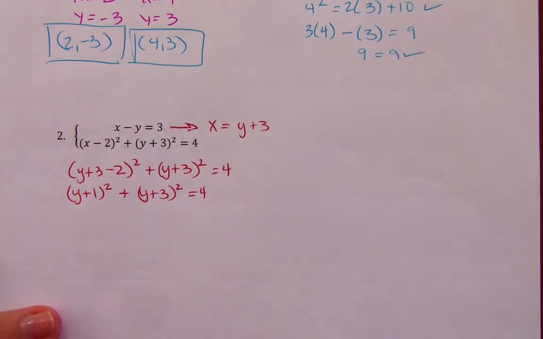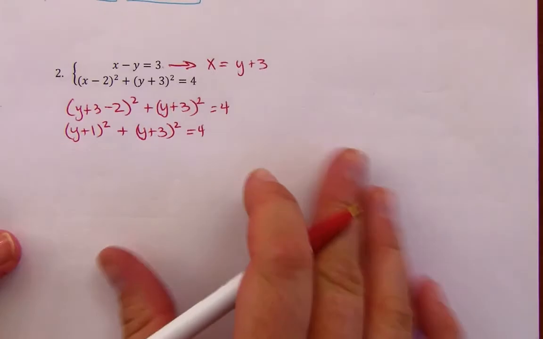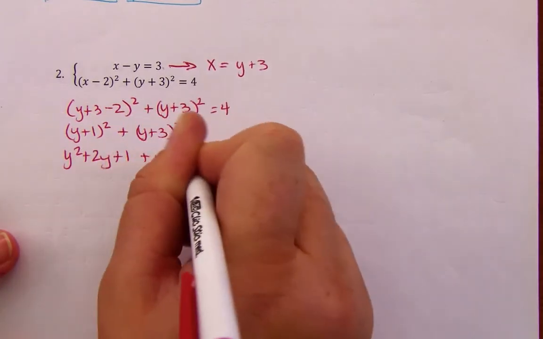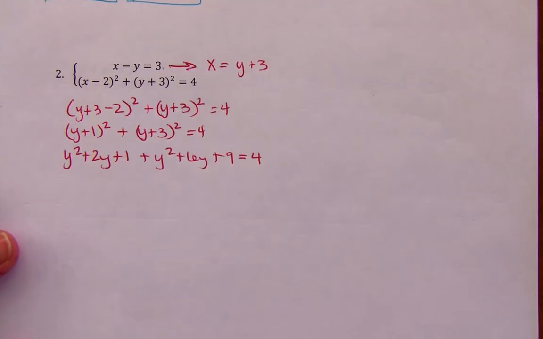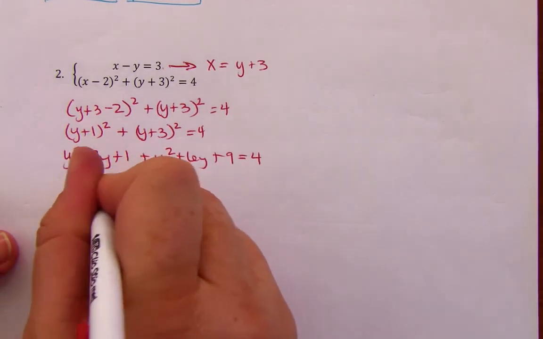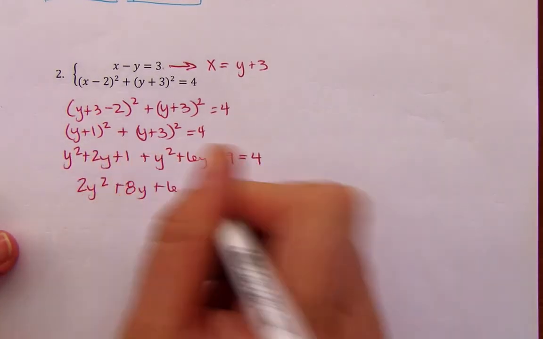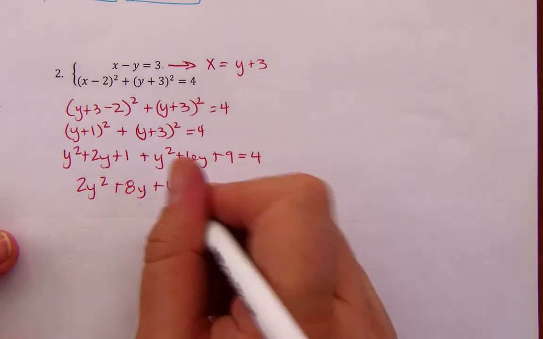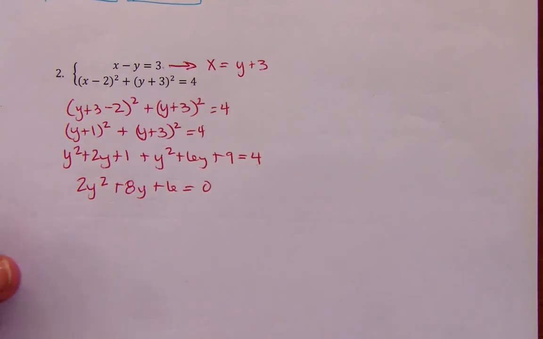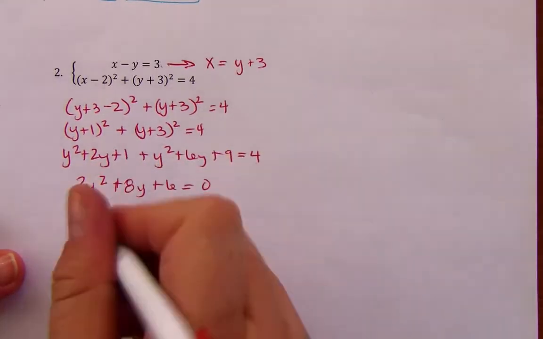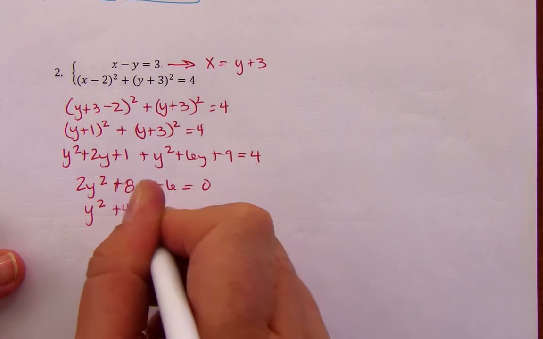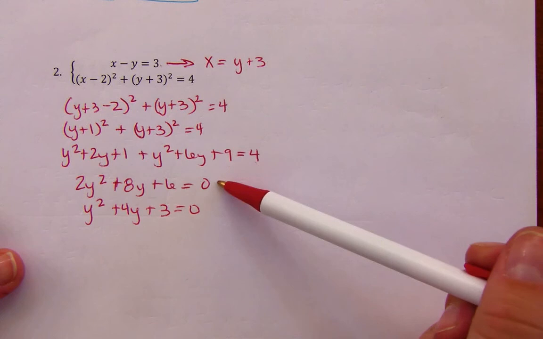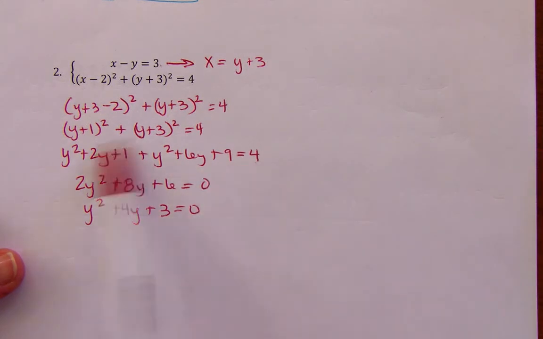And now I can actually multiply those out. So I'm going to multiply these out, and I'll get y squared plus 2y plus 1 plus y squared plus 6y plus 9 equals 4. Combining like terms, I get 2y squared plus 8y plus 6. And if I'm subtracting the constants over, equals 0. So if I subtracted that 4 over. And I notice that all of these terms are divisible by 2, so y squared plus 4y plus 3 equals 0. Just to make sure, in case you didn't see how I went from here to here, all I did was subtract the 4 over and combine like terms.